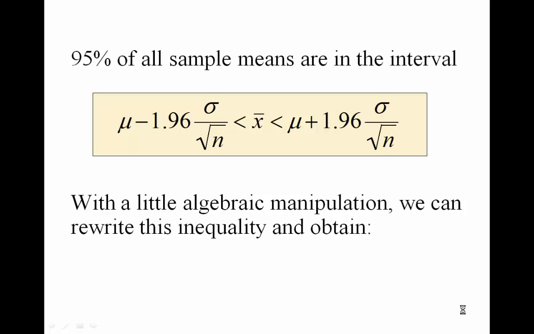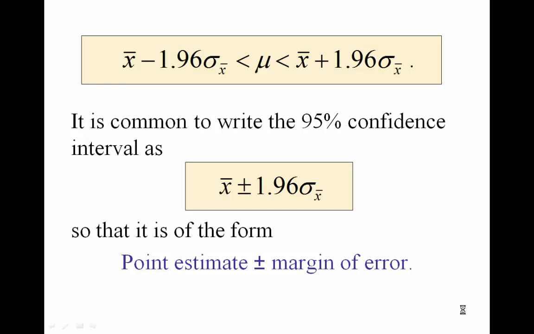With a little bit of algebraic manipulation, we can rewrite that inequality and say the true population mean is between the sample mean minus 1.96 standard errors, and notice now we're using the symbol for the standard error, which we know is equal to the population standard deviation divided by the square root of n, and the mean plus that value.